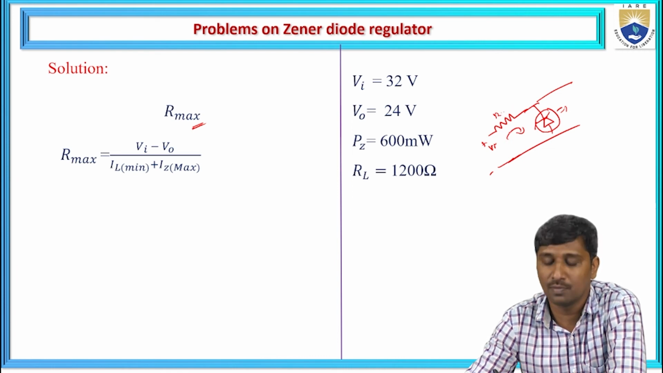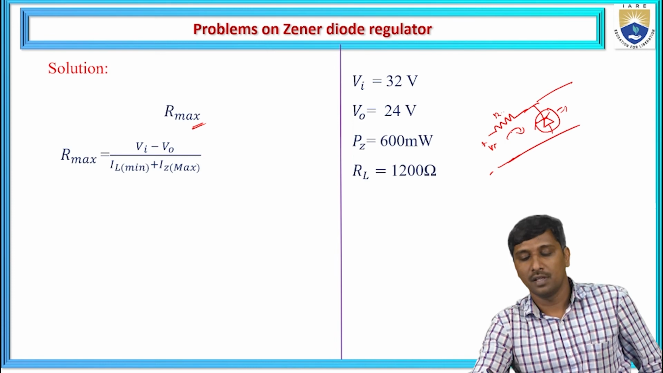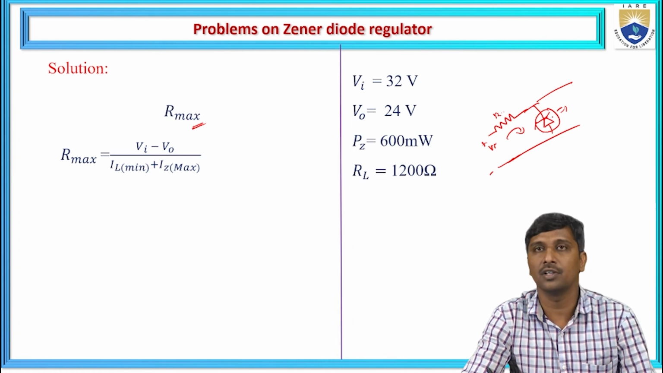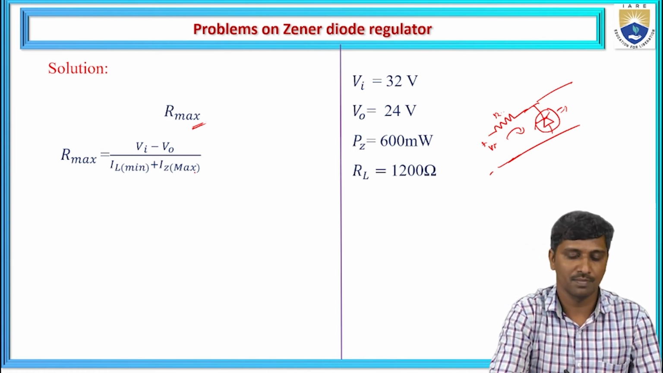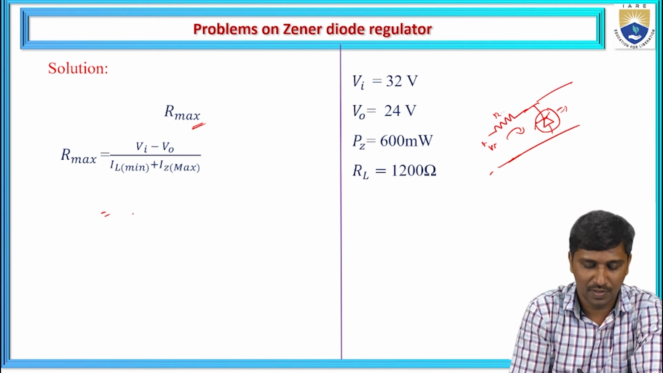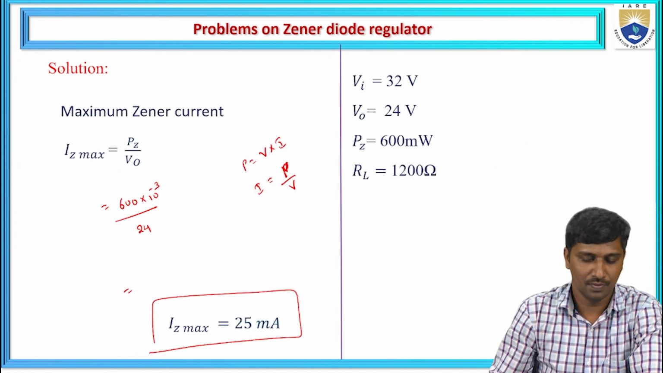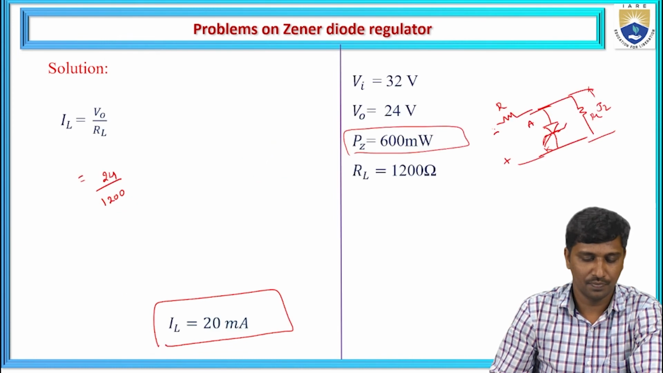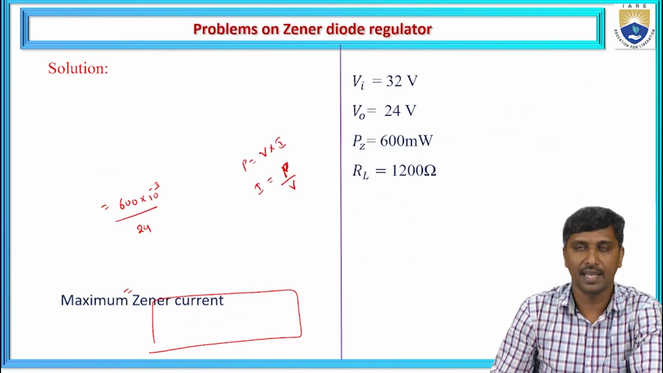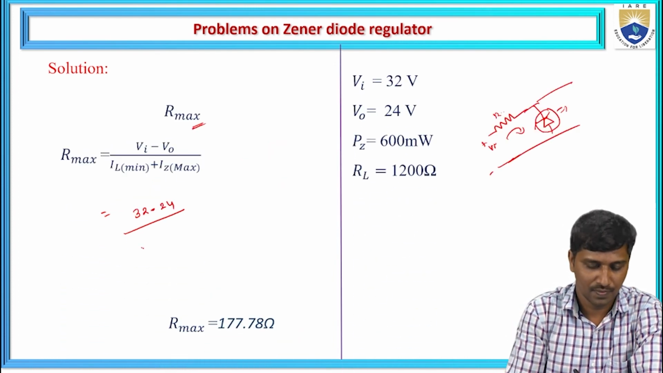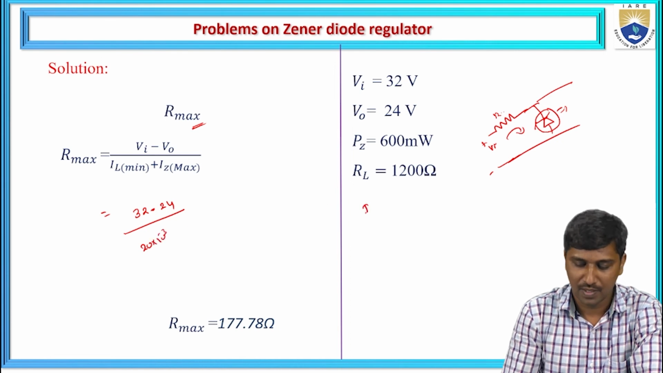So it is determined by the ratio of the potential difference between the input voltage and the voltage across the Zener diode, or the output voltage, to IL minimum plus IZ maximum. Now VI is 32 volts and V0 is 24, divided by IL minimum plus IZ maximum. Here the IL value is 20 milliamperes.